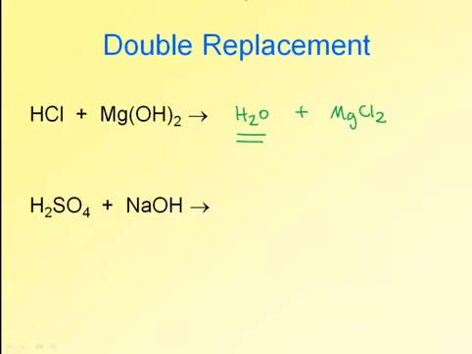Write the products for these reactants. The salt formed is Na2SO4, and we always get H2O. You can balance this equation with a 2 in front of NaOH and a 2 in front of your H2O.